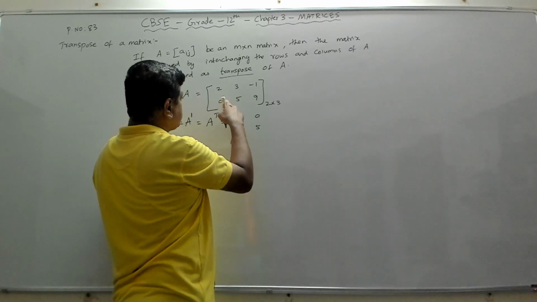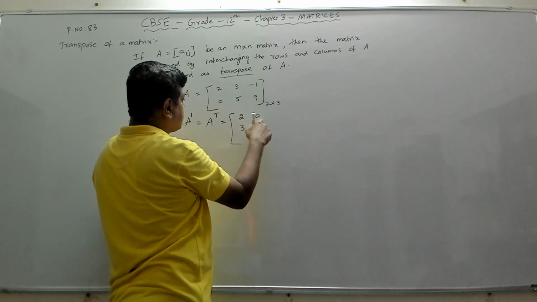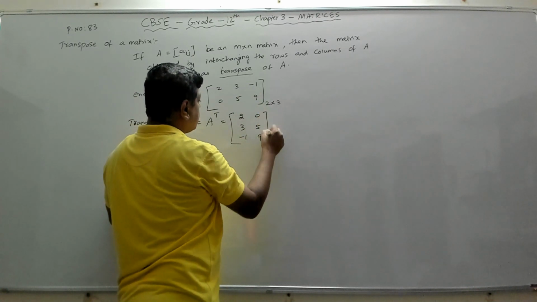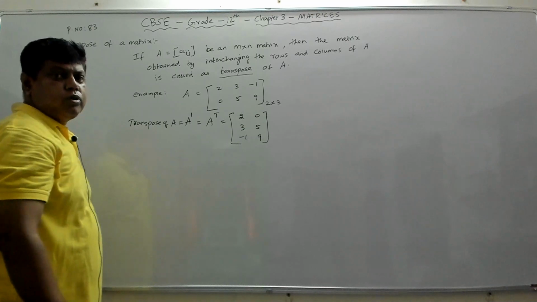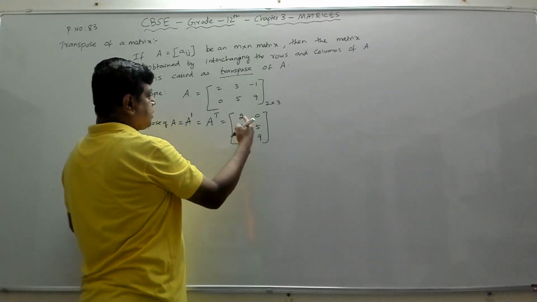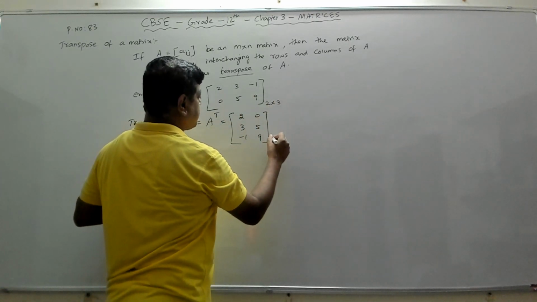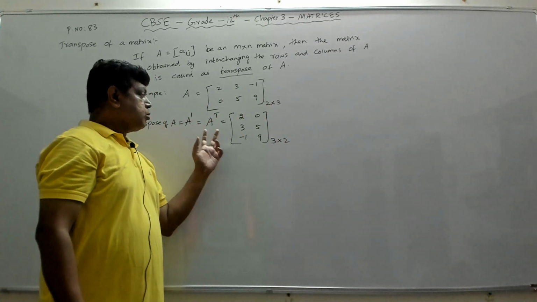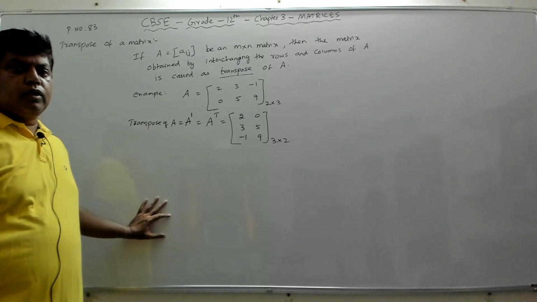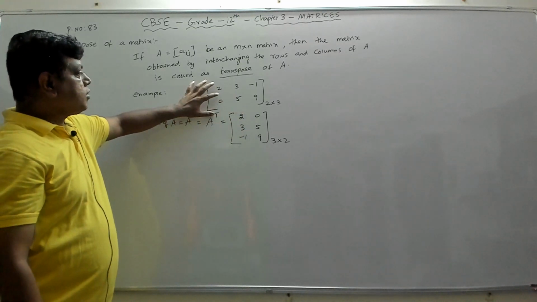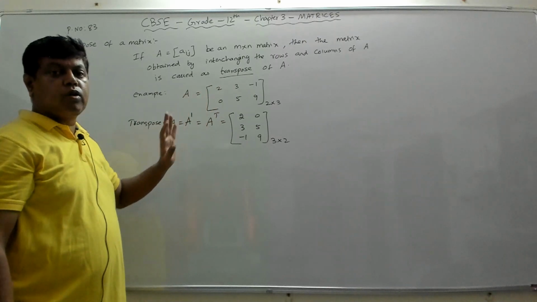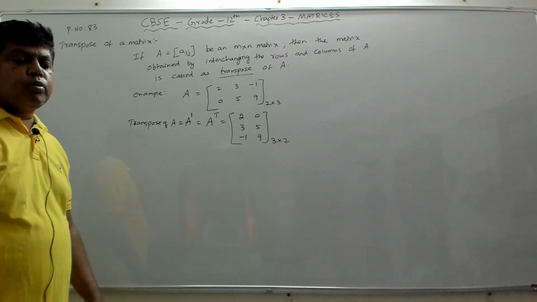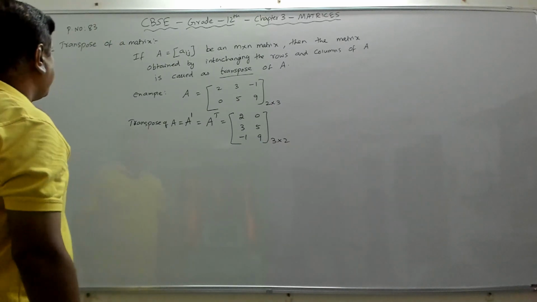I'm writing the columns as rows. First column will become first row, second column will become second row, third column will become the third row of the A transpose matrix. Now what is the order of this? Obviously when you interchange the rows and columns, this will become a 3 cross 2 matrix. If A is a 2 cross 3 matrix, then the transpose of A will be a 3 cross 2 matrix. So this is the transpose matrix, obtained by interchanging the rows and columns of matrix A.